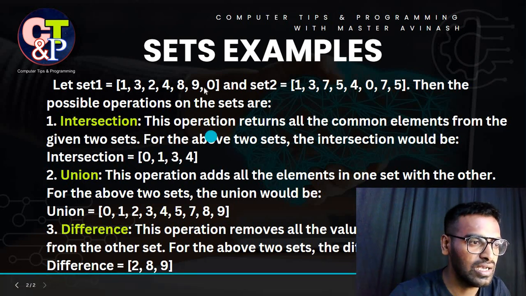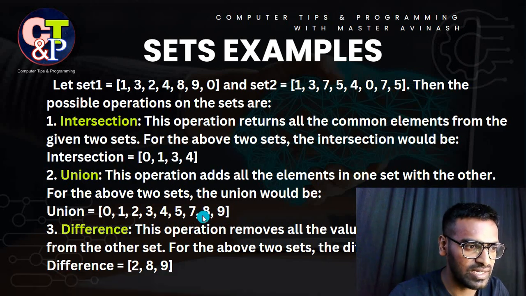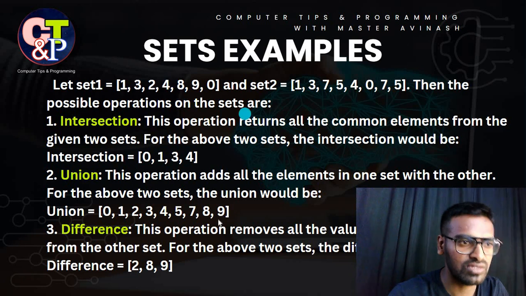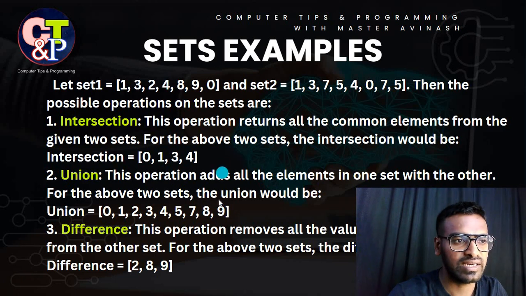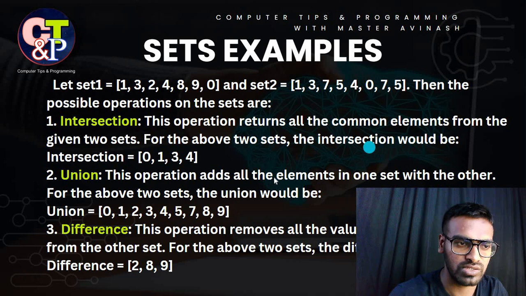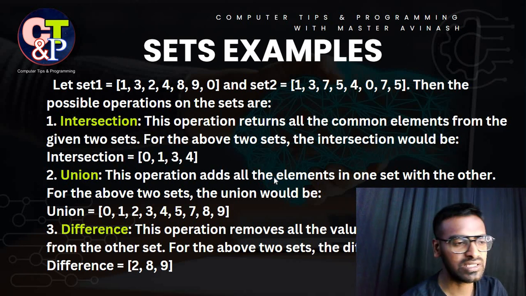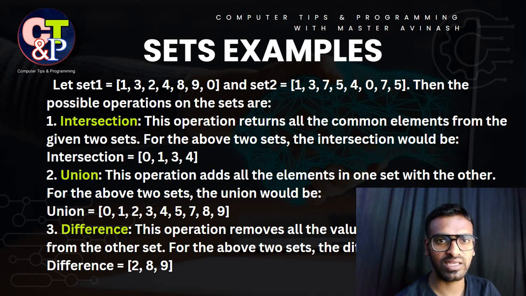So you can see all the elements in the final result are available in set 1 or in set 2. So union means all the elements of the sets will combine, and only the unique part of the elements will remain.